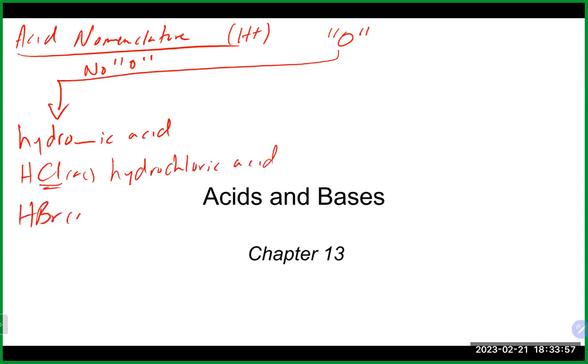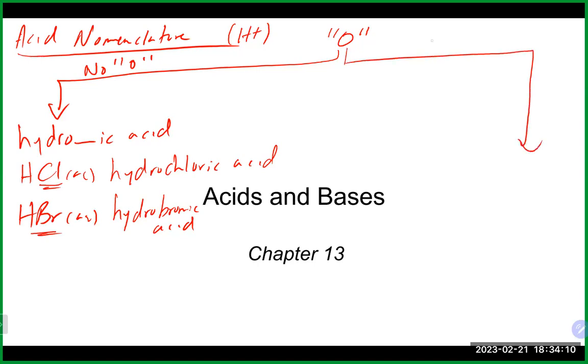HBr, hydrobromic acid. Now, if your acid does contain oxygen, it most likely will contain one of those polyatomic ions, and also maybe be called an oxyacid because it contains oxygen. If you remember, everybody's favorite things, polyatomic ions end in one of two ways, either ate usually or ite in most cases.